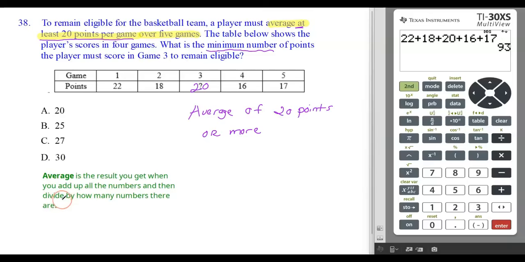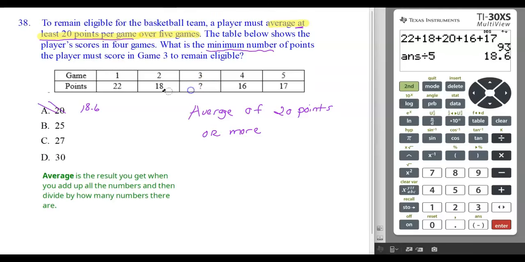Then it says down here, you divide by how many numbers there are. Well, how many numbers are there? There's 5 games, so there's 5 numbers, right? 1, 2, 3, 4, 5. So we'll divide by, really in this case, the number of games, 5. Right here, I just divided by 5. Hit enter, and I get 18.6. This doesn't work because the average needs to be 20 points or more. So A is gone. Now I'm just going to assume that we need to work with B. So let's do that.